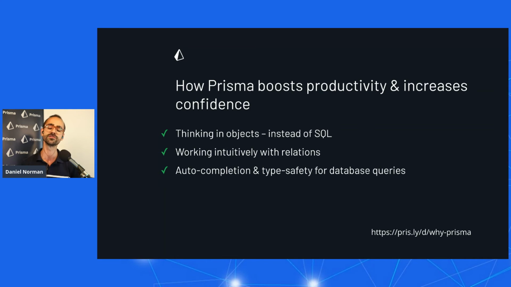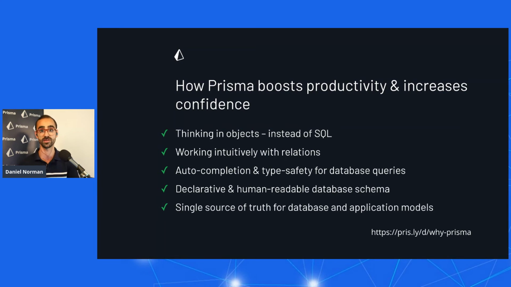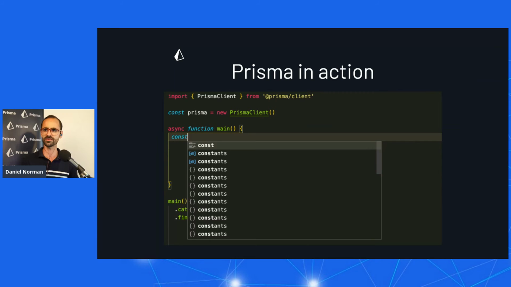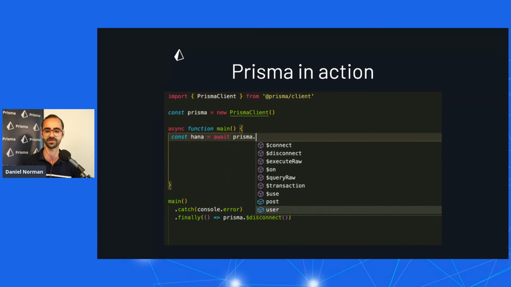I believe that there is no other Node.js database access library that gives you this degree of type safety. And we're able to do that because of this single source of truth, the Prisma schema, that is a declarative and human-readable database schema that we saw. That was the Prisma schema, and as I mentioned, the single source of truth.